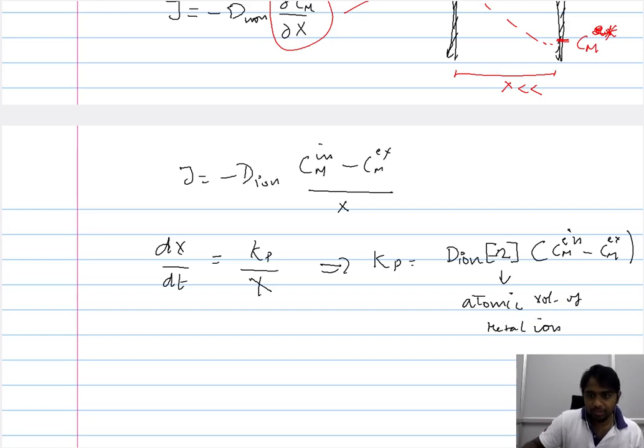The reason we need to introduce the atomic volume is because once you have the accumulation of the ion at one of the interfaces, the interface needs to move, and the amount by which the interface needs to move is dependent on the atomic volume of the metal ion. So what we have essentially done is, by relating the fundamentals of the flux of ions across the metal oxide to that of the parabolic oxidation rate, which is primarily dependent on the diffusion of metal ions across the interface, we have now arrived at an expression for the constant of proportionality for the parabolic oxidation rate.